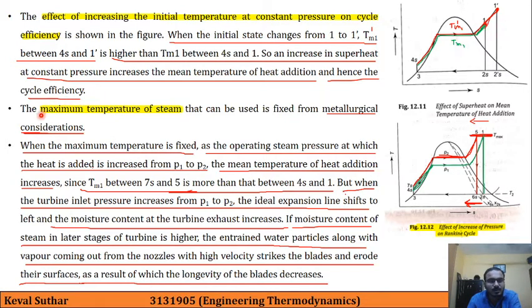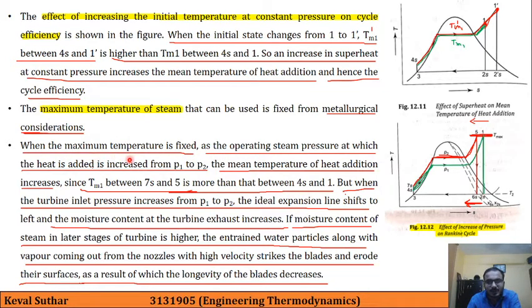However, the maximum possible temperature of steam is fixed by metallurgical consideration, because we cannot cross a certain maximum temperature, otherwise it will adversely affect the material of blades. Because of this, the maximum temperature is fixed.